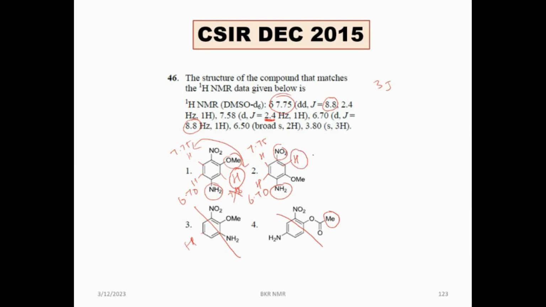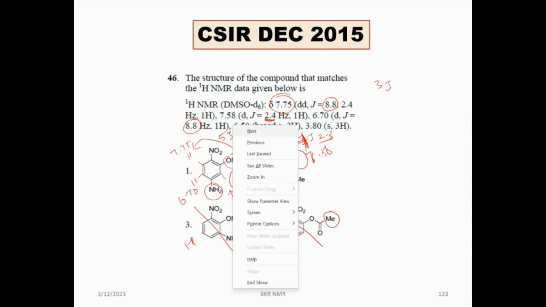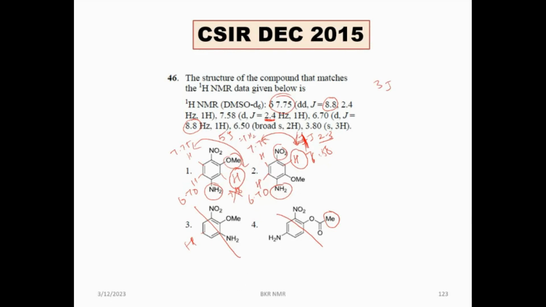So this should be 7.58, which is attached to or ortho to nitro. Not only that, these two are having 4J coupling information. 4J coupling will be around 2 to 3 hertz, whereas this is having 5J coupling, which will have a value of 0 to 1 hertz. So this is not a possibility; there is only one possibility. So 2 should be the answer. 2 should be the answer.